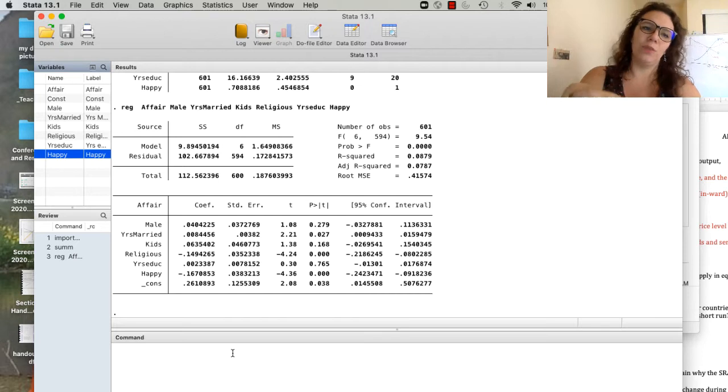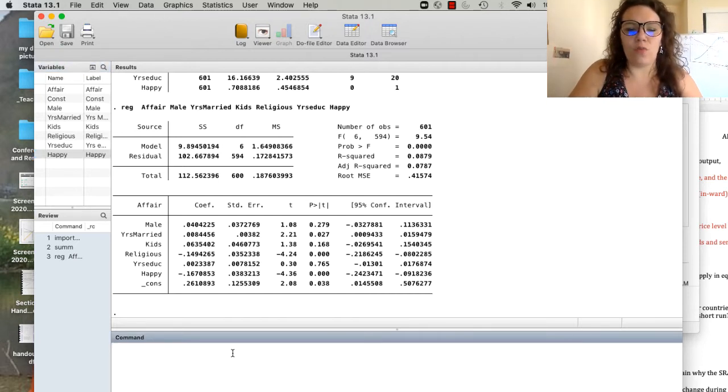And that's what I'll ask you to do in the lab, is I'll ask you to go ahead and run a Logit, and the command for that is just Logit.